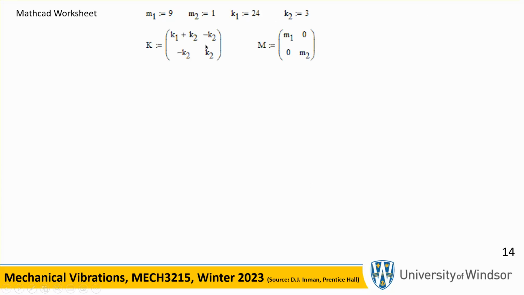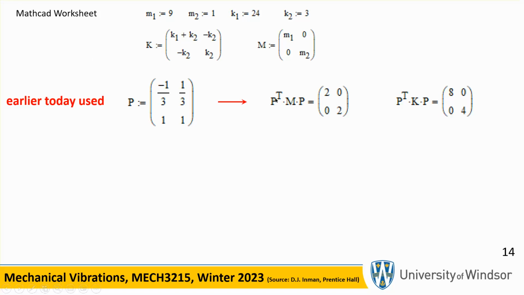Now, go to the next page. This was the actual stiffness matrix, non-diagonal. This was the actual mass matrix, which happens to be diagonal for lumped systems. Earlier today, we did this, 5 minutes ago. If you find P transpose M P, it will be diagonal. P transpose K P, it will be diagonal. If you multiply that P on the left by K and multiply it on the right by P, you're going to get this.